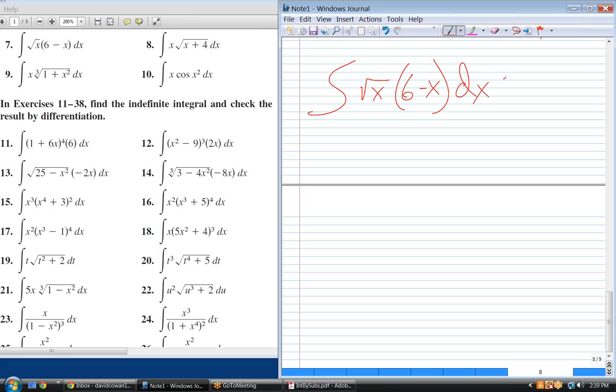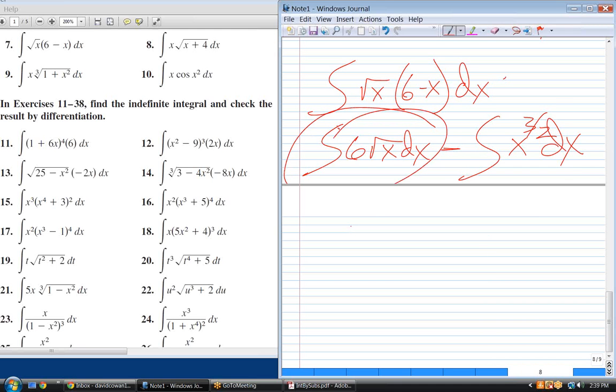Now, again, this is doable by distributing it, so I don't really like this one. In other words, I don't have to use u substitution here. Why don't I just distribute it? And I got 6 square root of x dx minus, well, x times square root of x is x to the 3 halves dx. Now I know how to do that. That's just power rule, and that's just power rule. So I don't need to use u substitution here.